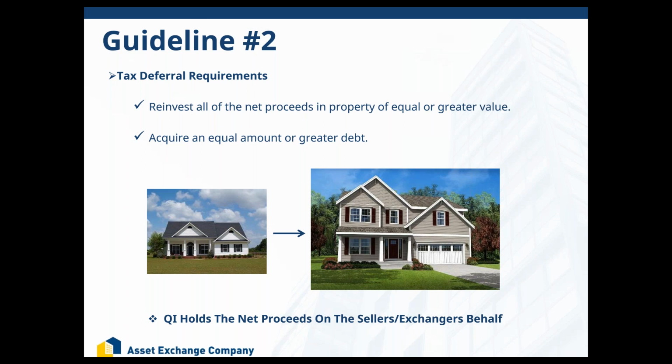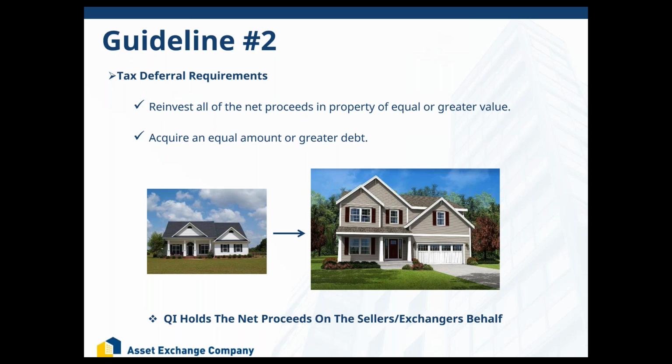Rule number 2 is you must acquire an equal amount or greater debt in the purchase of any replacement property or properties. Now, that rule can actually have an exception. If you have cash that you can add to the purchase of the replacement property, you can offset that debt. What is the debt amount? That's a mortgage. If you have a mortgage that you're paying off on the property that you're selling, the relinquished property, you're required to get a mortgage of at least that amount or greater when you purchase your replacement property or properties.